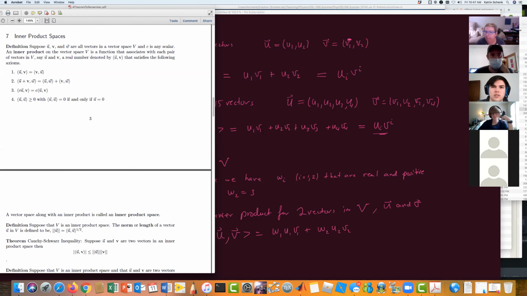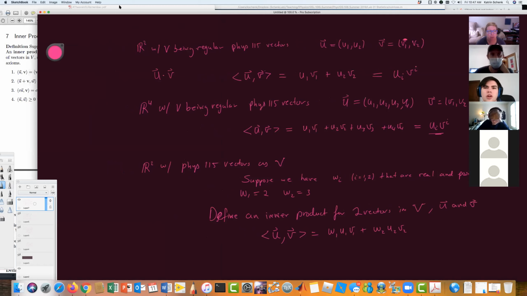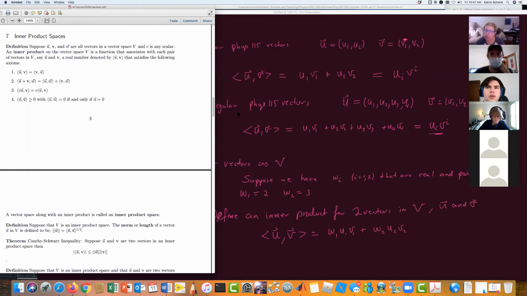So any real and positive W? But in this case, I actually said it was 2 and 3, so you can use 2 and 3 if you want. But yeah, any two positive. Are we trying to find a W that doesn't work? Well, no, you can stick with these two. I want you to see if it works for all of these axioms. This inner product says for any two vectors U and V, you have to multiply the two x components by W1, and then add the two y components multiplied together times W2. That's the prescription for that inner product. See if that violates any of these axioms so that maybe it's not an inner product.